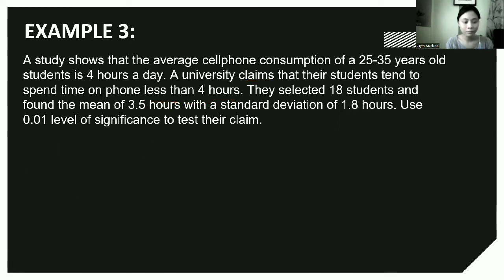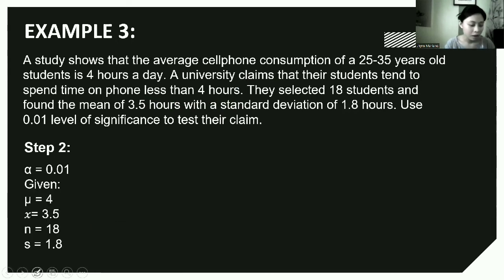Ayan. So ngayon nakapag-construct na tayo ng ating null and alternative, na-identify na natin yung claim. Let's proceed to step 2. Step 2, identify natin yung level of significance, or we will select the level of significance, then we will identify the appropriate test. So level of significance, 0.01.